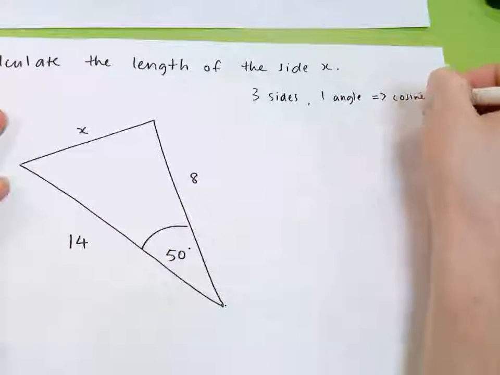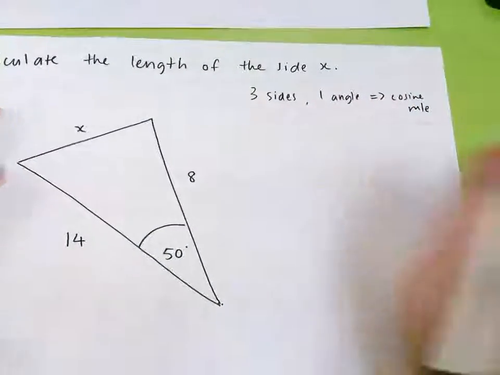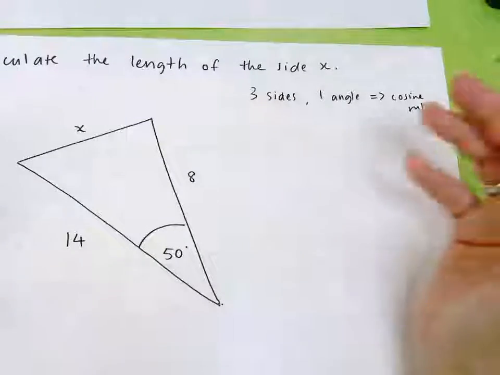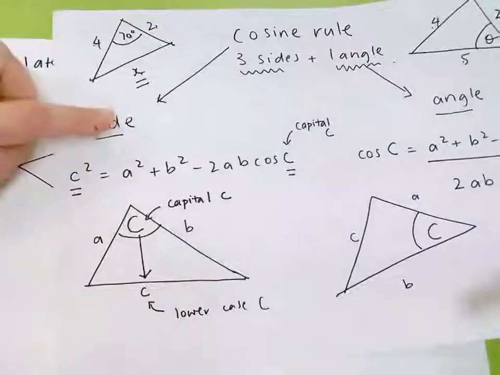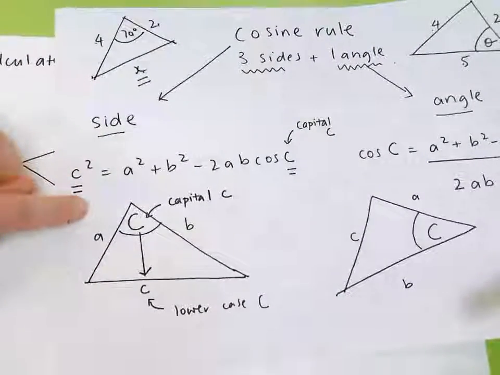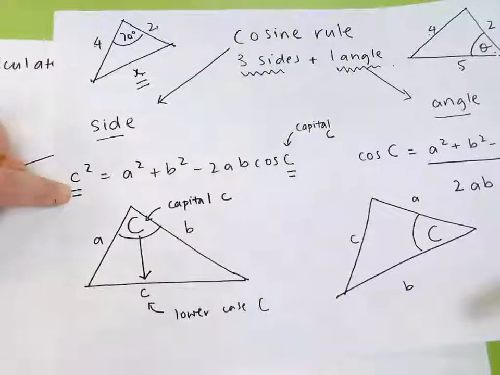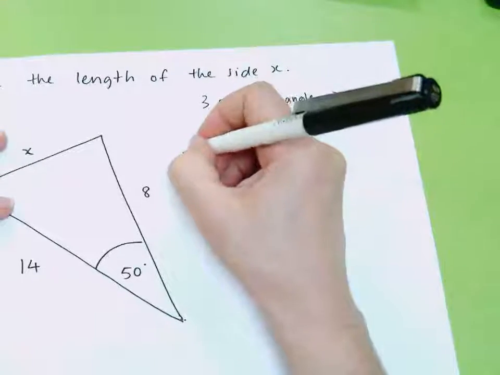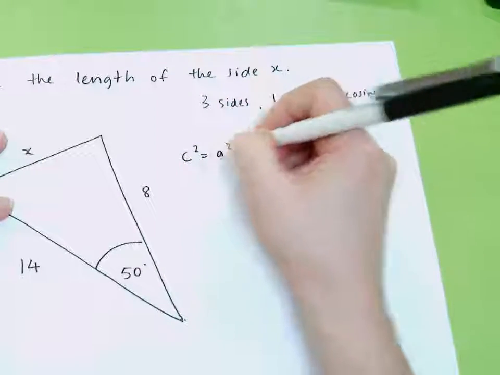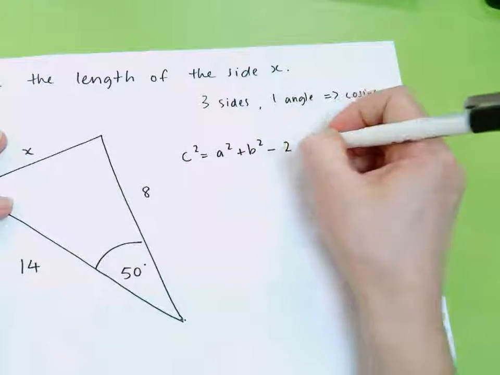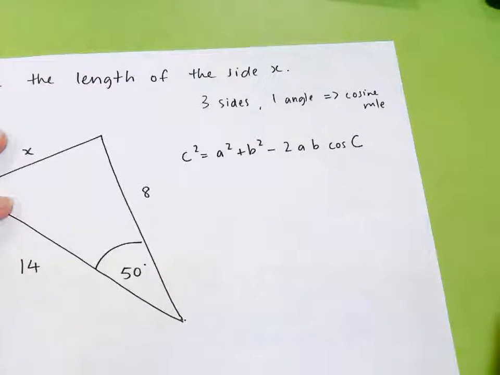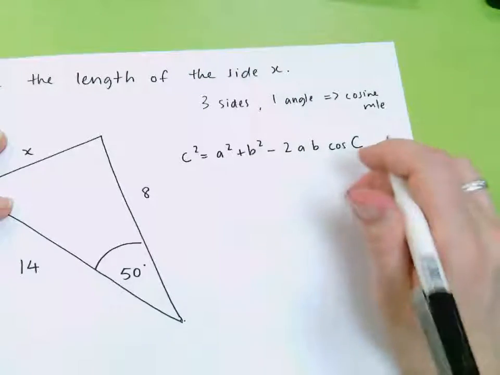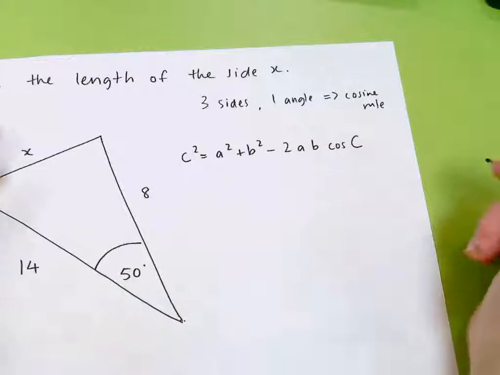So your brain needs to be thinking that way. I now need to work out which form of the cosine rule I'm going to use. Well, I've just explained that when we're working out a side, we use the form of the cosine rule that has the side as the subject. So the one that's got the c squared at the start. So I'm going to use this form of the cosine rule: c squared equals a squared plus b squared minus 2ab cos C. That's the capital C, the angle at the end there. Again, as I said, you get this on your formula sheet so you don't have to remember it.